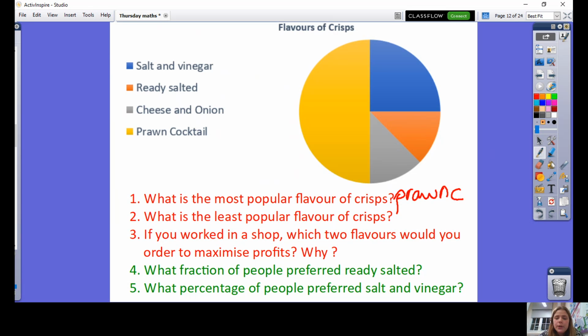If you worked in a shop, which 2 flavours would you order to maximise your profits and why? For this question, you've got to think to yourself, what does a shopkeeper want? Crisps that sell well or crisps that no one wants? Well, obviously, you're going to have to sell the most popular flavour of crisps. So really the question is asking you, which are the 2 most popular flavours of crisps? The 2 most popular flavours of crisps are prawn cocktail and salt and vinegar, because they have the biggest sections of the pie.